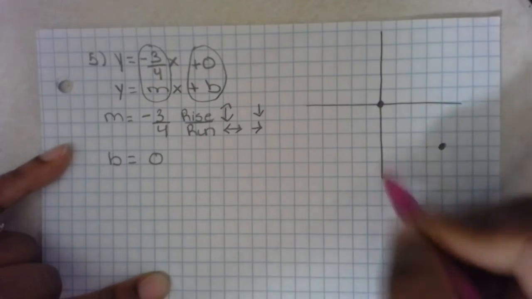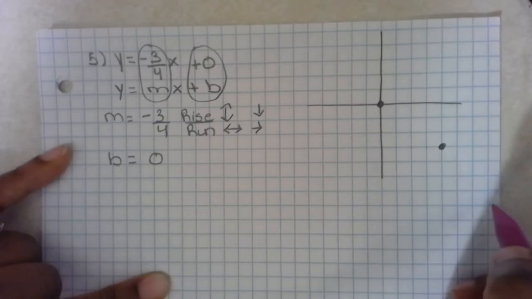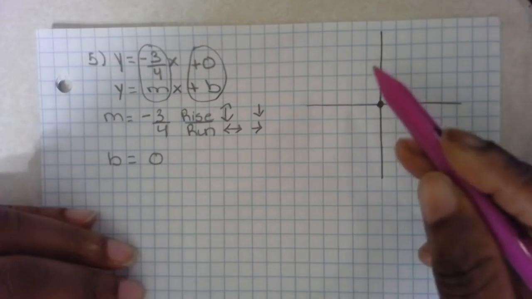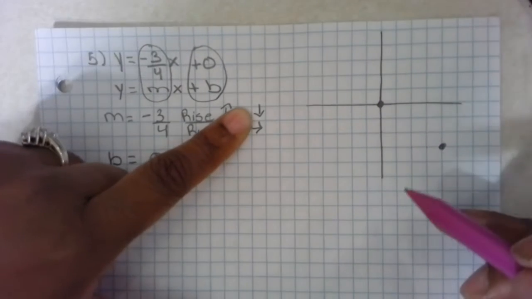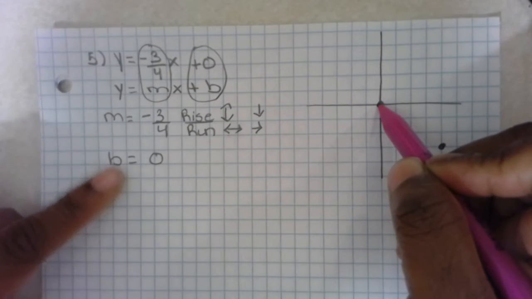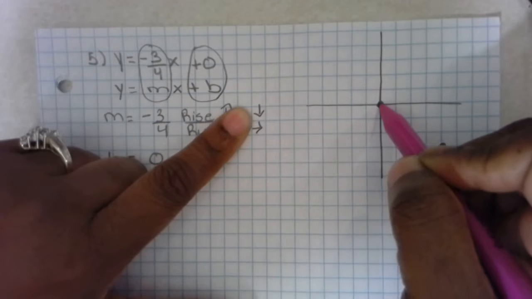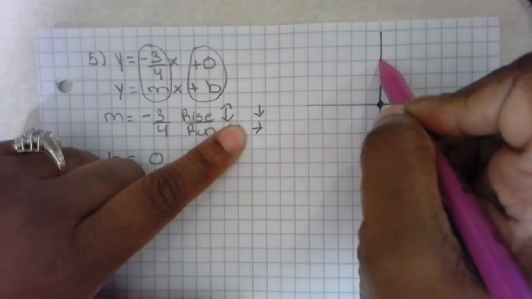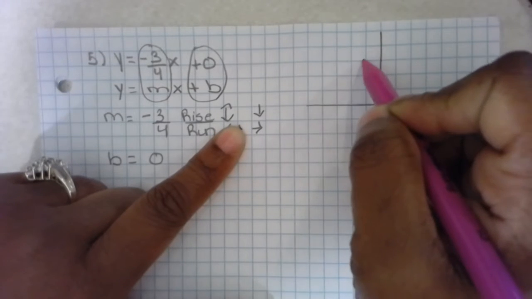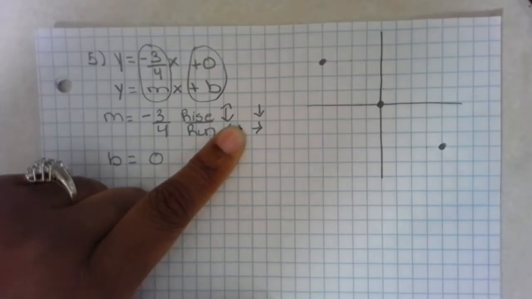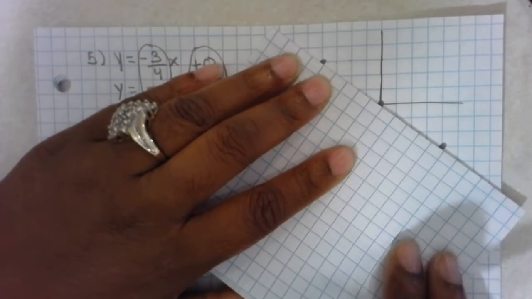Now, I don't really have a lot of space to go down 3 and to the right 4. If I want to go in the opposite direction, which you can, you just have to go in the opposite direction of your arrows. So you go back to your y-intercept, your beginning, and instead of going down 3, this time I'm going to go up. 1, 2, 3. And then instead of going to the right, I'm going to go to the left 4. 1, 2, 3, 4. Now I'm going to grab a straight edge, anything with a straight edge, and draw my line.